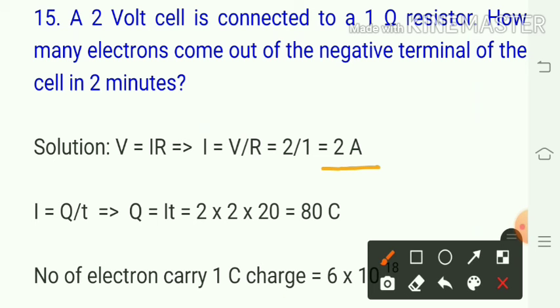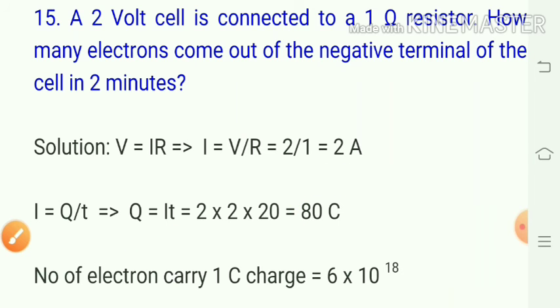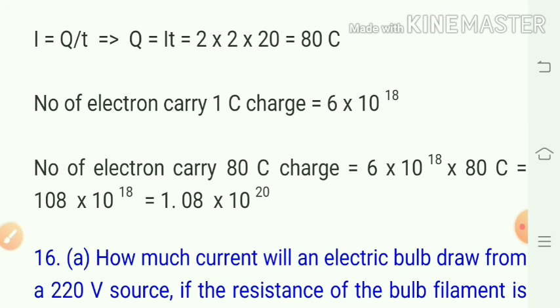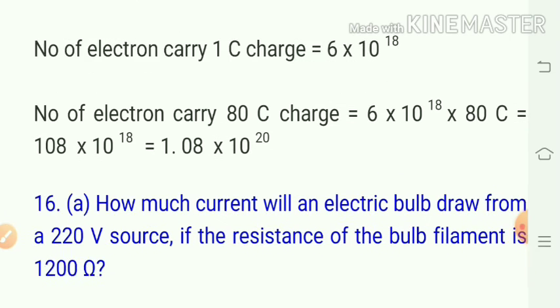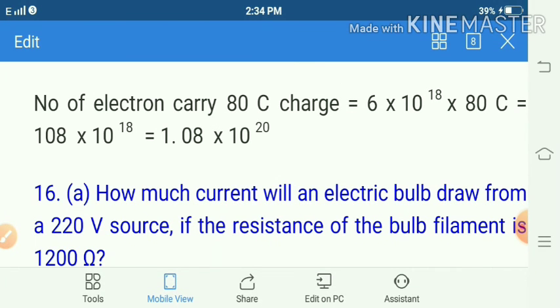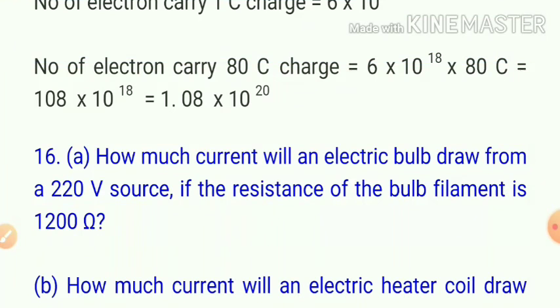Now we can find the charge. Q is equal to I T, therefore 2 into 2 minutes, that is 2 into 120. It becomes equal to 240 coulomb. The number of electrons carrying 1 coulomb charge is 6 into 10 raised to 18. Therefore, the number of electrons carrying 80 coulomb of charge is calculated as 6 into 10 raised to 18 into 10 raised to 8. That becomes equal to 1.08 into 10 raised to 20.